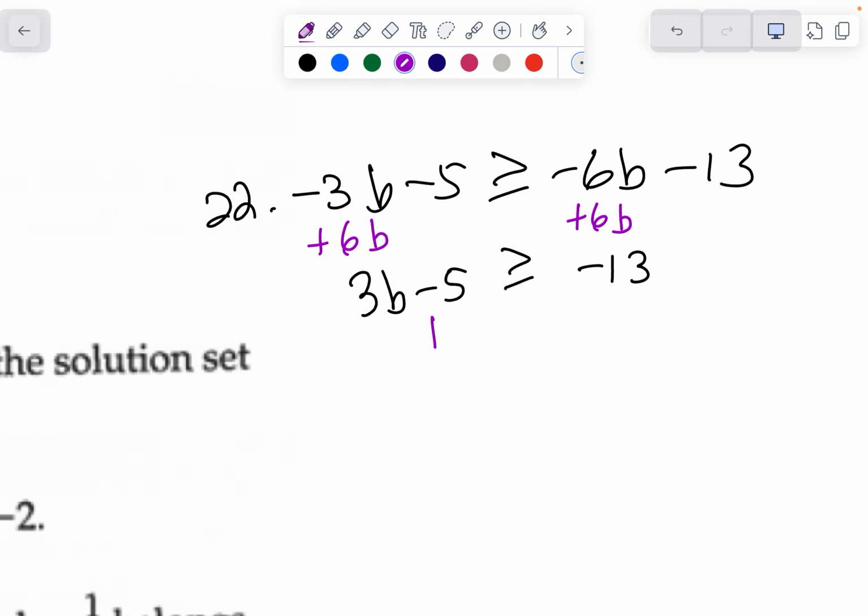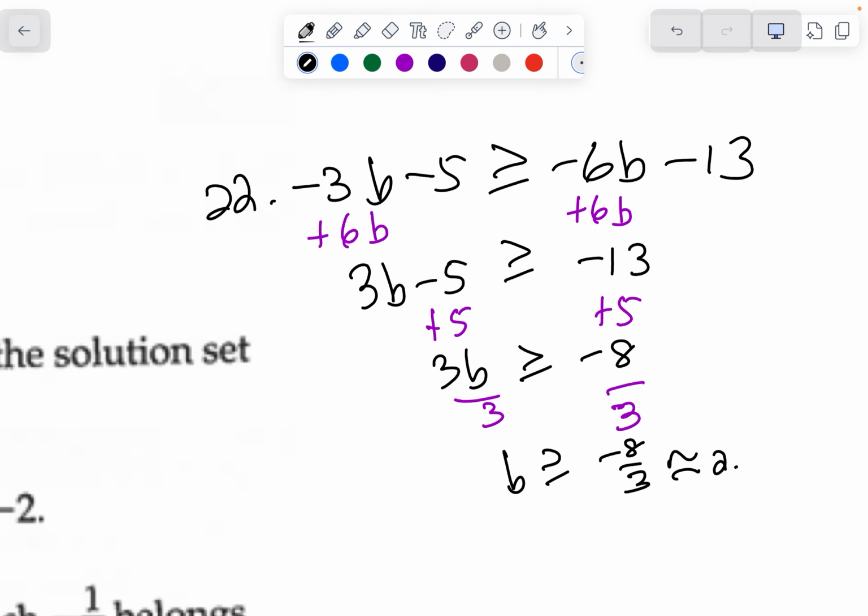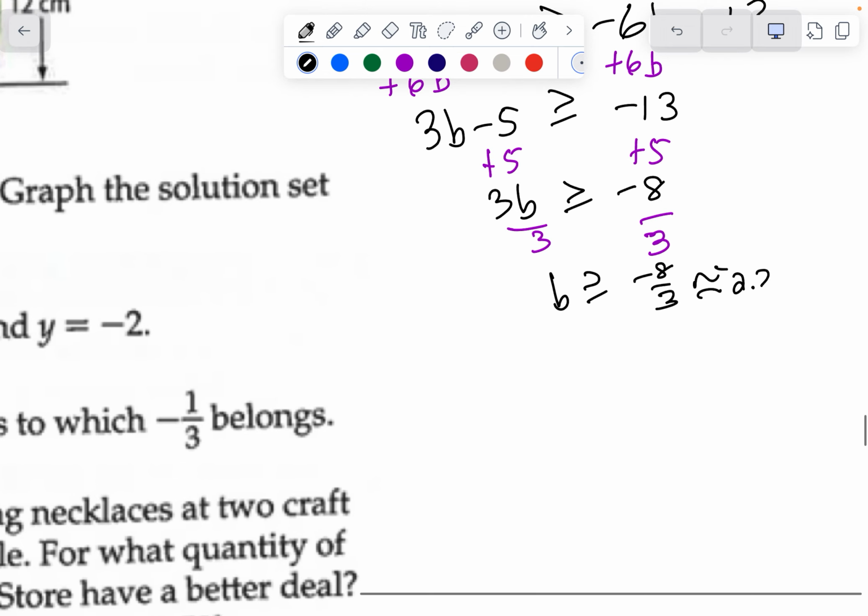Next, I would probably add this 5 so that the b's are on one side and the non-b stuff is on the other side. So we get 3b is greater than or equal to negative 8. And then you divide by 3. Now, negative 8 is not divisible nicely by 3, so just leave it. If you do 8 divided by 3 on a calculator, you get 2.7-ish. So negative 2.7, so that you know where it's at. But you don't have to even tell me that. It's just for your purposes.